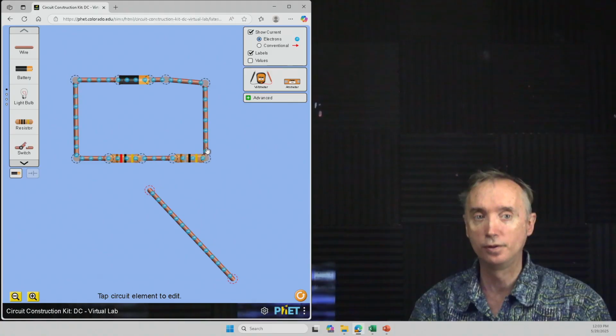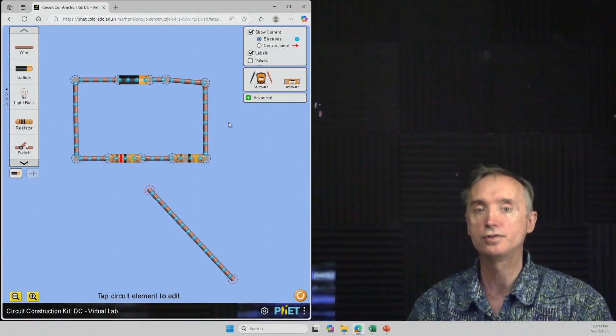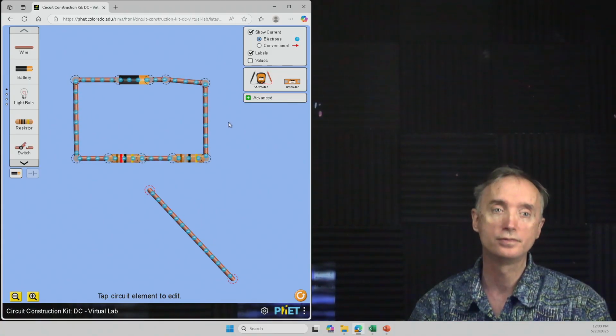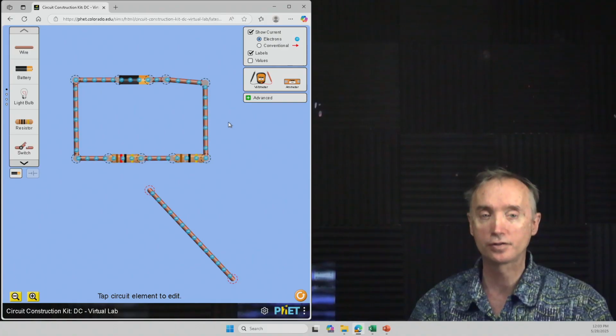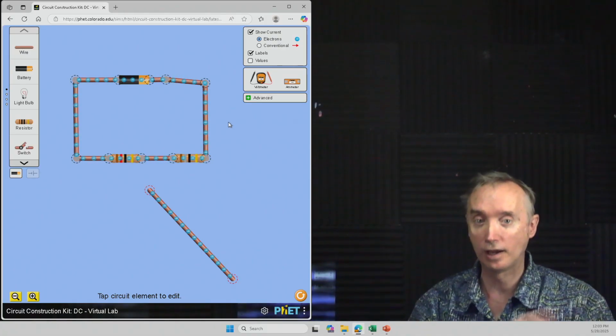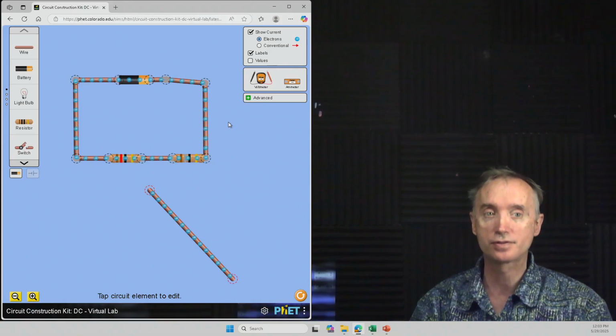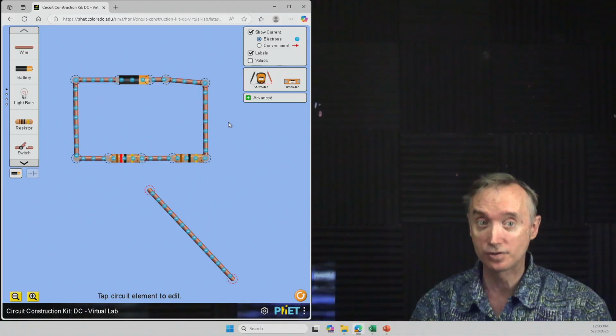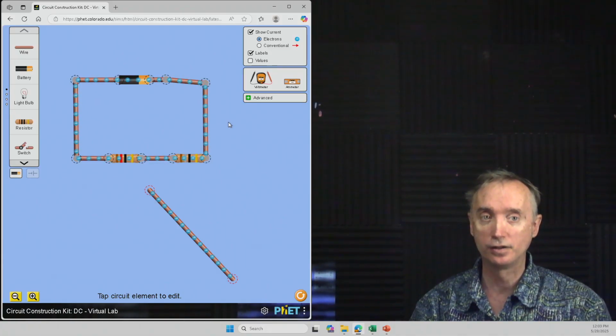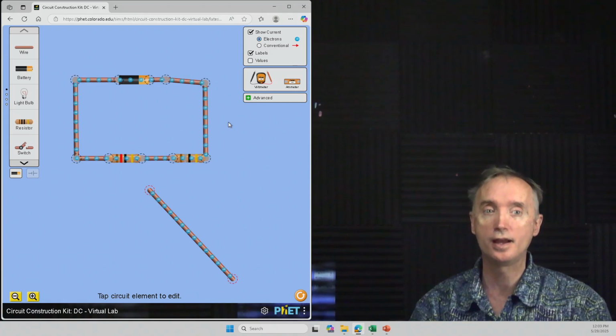So the speed of the blue dots is related to the current. So the flow of electricity is called the electrical current, okay? And you can see that by increasing the resistance, it's doing something to the current. Okay, so that's kind of important. So take a look at that. All right, now we want to measure it.